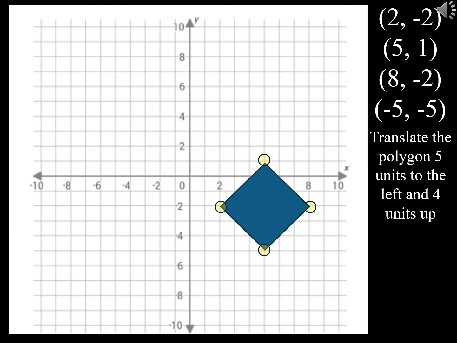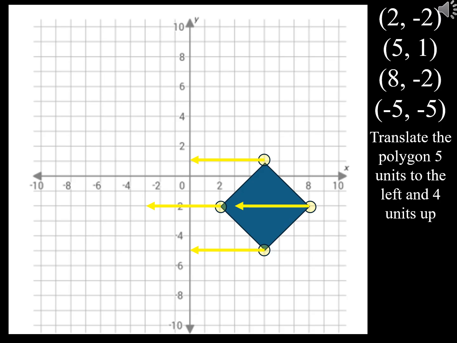Another problem. We have another polygon. This is a rhombus, and we have been asked to translate the polygon 5 units to the left and 4 units up. So first we're going to find our vertices of this rhombus. And so we've got 2, -2, 5, 1, 8, -2, and -5, -5.